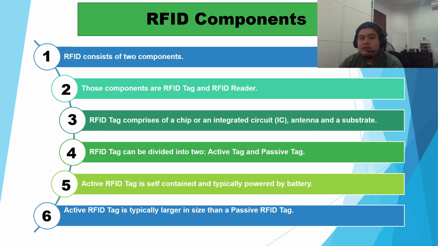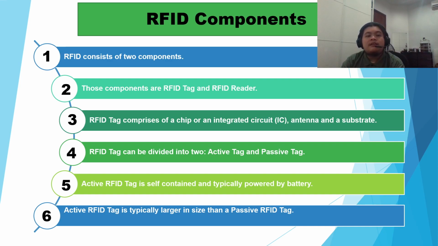For my part on this project, which is a group project, we have chosen the title RFID and its applications. My part is that I will be presenting about RFID components. Firstly, RFID consists of two components: the RFID tag and the RFID reader. An RFID tag comprises a chip or integrated circuit (IC), an antenna, and a substrate.